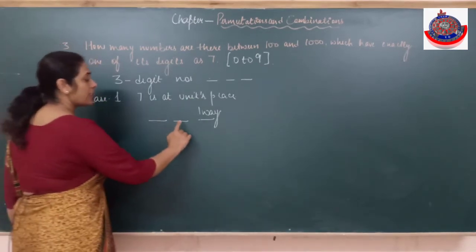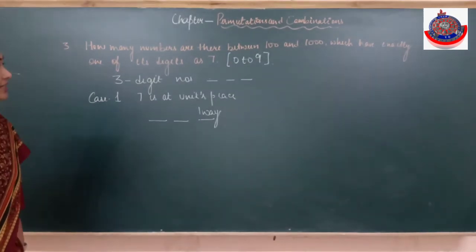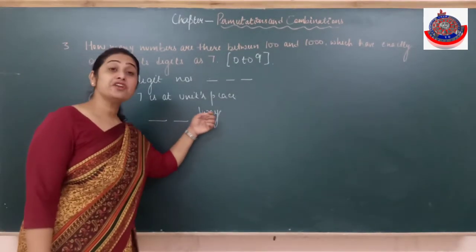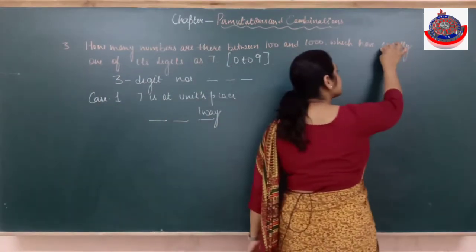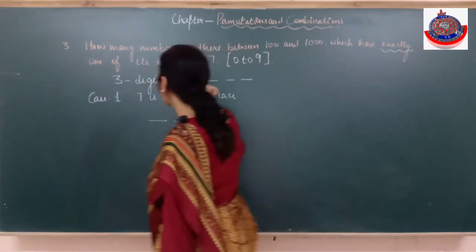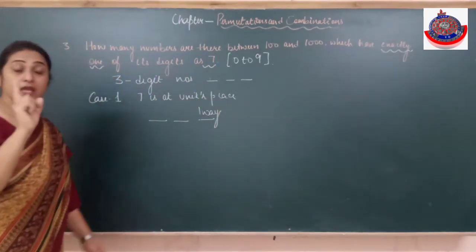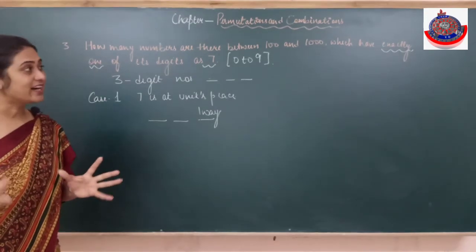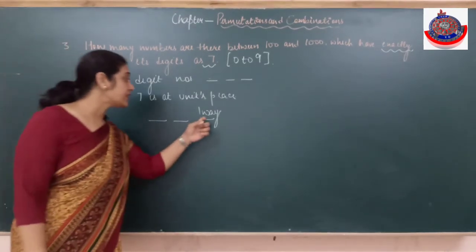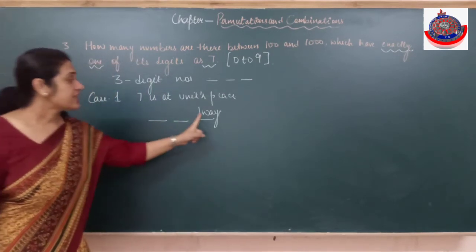अब coming to the next one. All right. Now 7 is already filled here. और क्या लिखा है यहाँ पर? Which have exactly one of its digits as 7. एक ही बार आना चाहिए 7. अब यहाँ कुछ नहीं लिखा, रिपीटेशन नॉट रिपीटेशन ऐसे नहीं लिखा. 7 एक बार आना चाहिए. इसका मतलब 7 अगर यहाँ आ गया तो 7 यहाँ नहीं आ सकता, 7 यहाँ नहीं आ सकता. ठीक है, 7 यहाँ आ गया.